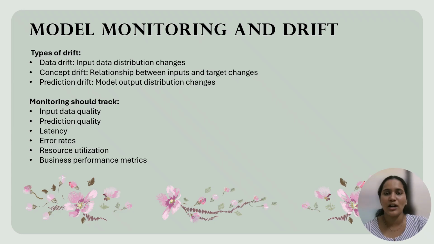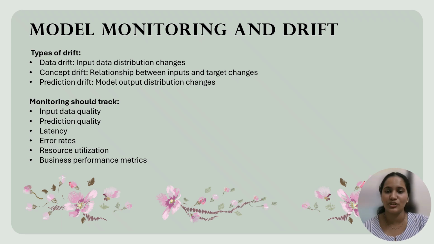Once a machine learning model is deployed, it must be continuously monitored to ensure it continues to perform well over time. One common challenge is model drift, which occurs when the data or environment changes, causing the model's accuracy to decrease. There are three main types of drift. Data drift happens when the distribution of input data changes. Concept drift occurs when the relationship between the input data and the expected output changes. Prediction drift refers to changes in the model's prediction patterns over time.